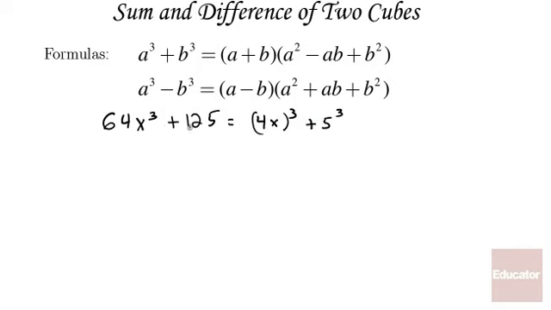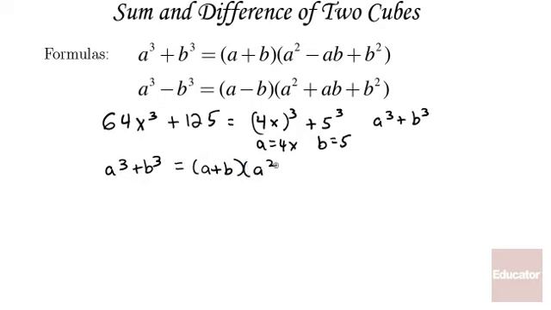So this is in the form a cubed plus b cubed, where a equals 4x and b equals 5. By memorizing this formula, I can just factor this out. a cubed plus b cubed equals a plus b times a squared minus ab plus b squared. Since a is 4x and b is 5, I just have to substitute that in.